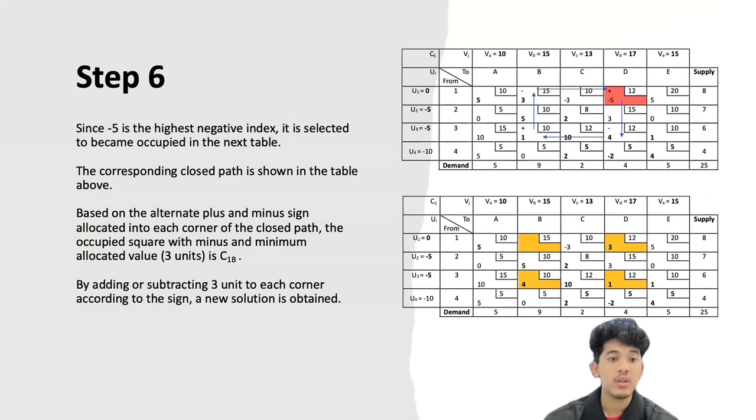And the next step is, since -5 is the highest negative index, it is selected to become occupied in the next table. The corresponding closed path is shown in the table above. Based on the alternate plus and minus signs allocated to each corner of the closed path, the occupied square with minus and minimum allocated value is 3 units and is C1B. By adding or subtracting 3 units to each corner according to the sign, a new solution is obtained.